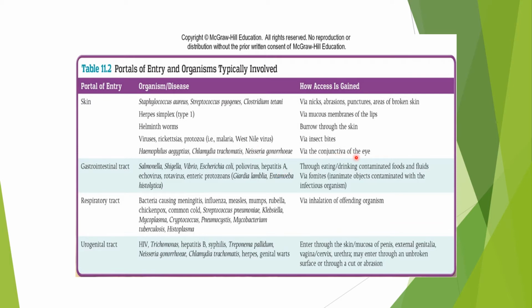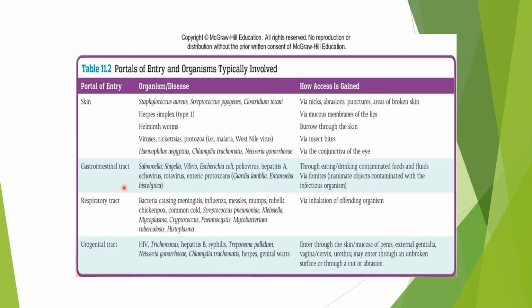Then they can even enter through your eyes. They can penetrate the layer covering, if you recall your anatomy, your sclera, that white part of your eye. We have a layer called the conjunctiva, and it can go ahead and infect that. So pink eye, for example, is an infection of the conjunctiva of your eye.